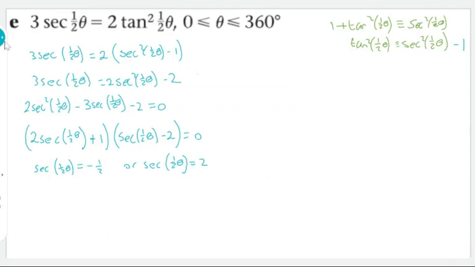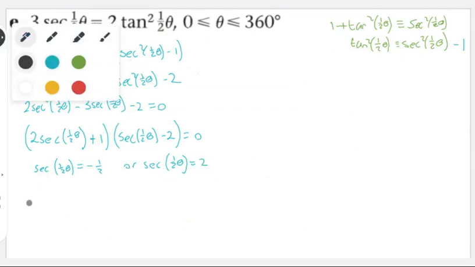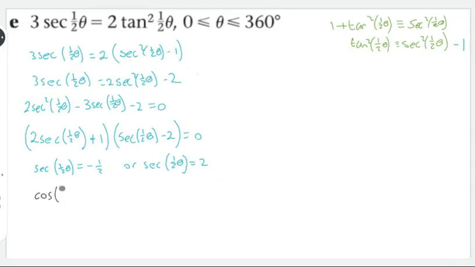So you can then come to the realization that cos a half theta equals minus 2, which actually is impossible, so no solutions here. And then you've got the cos of a half theta is equal to a half. So the calculator would give you 60. So a half theta is equal to 60. And then we need to work out our other values.